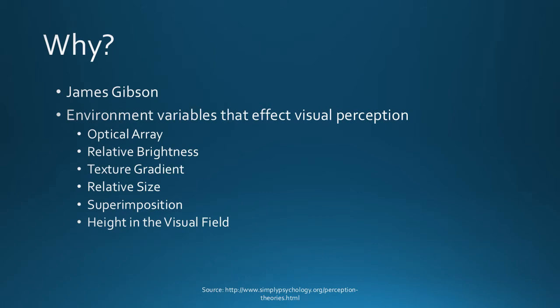Texture gradient: the grain of texture gets smaller as the object recedes, giving the impression of surfaces receding into the distance. Relative size: when an object moves further away from the eye, the image gets smaller. Objects with smaller images are seen as more distant. Superimposition: if the image of one object blocks the image of another, the first object is seen as closer. And height in the visual field: objects further away are generally higher in the visual field.